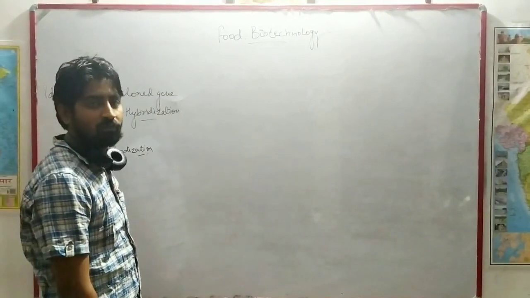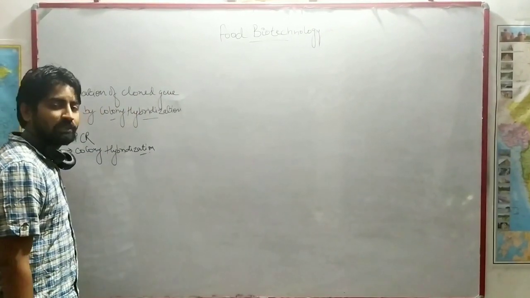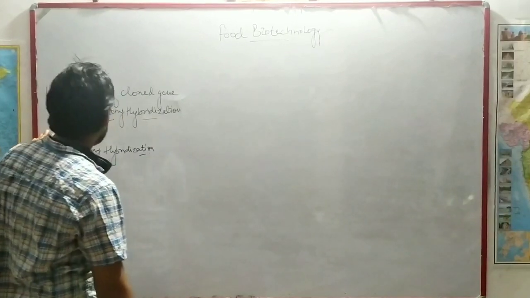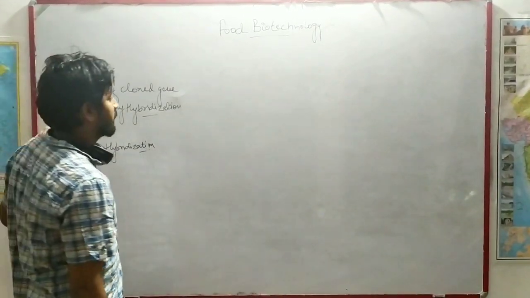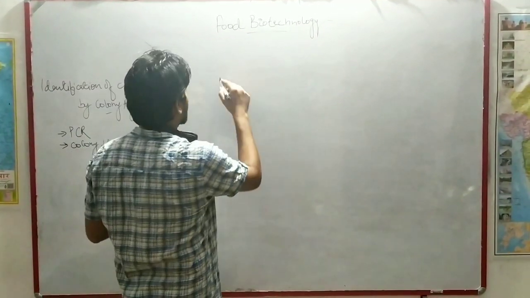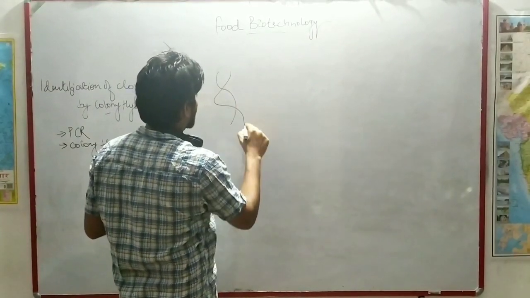Start with the identification of clone genes. We have already discussed PCR, polymerase chain reaction. Now we are with the colony hybridization. What is colony hybridization? Before going into the detail, we'll start from where we have to start.